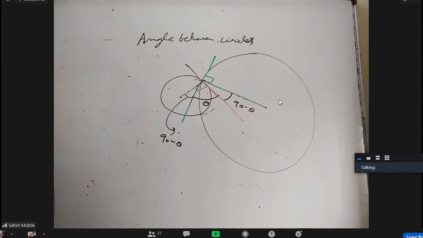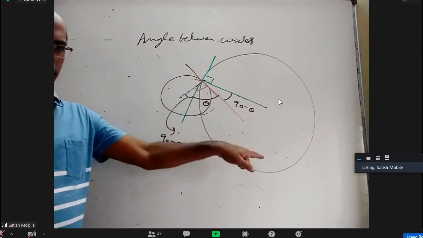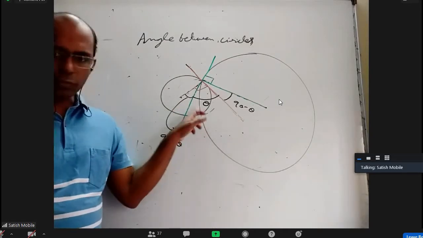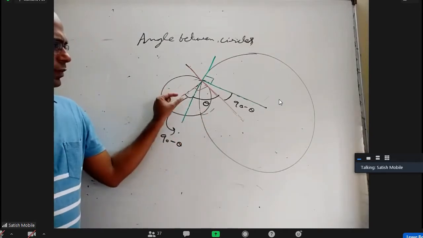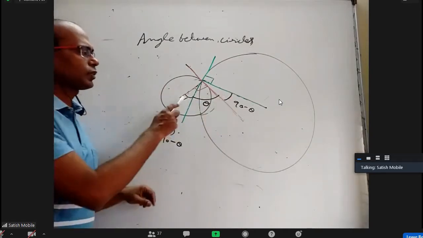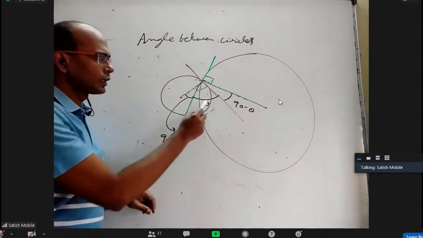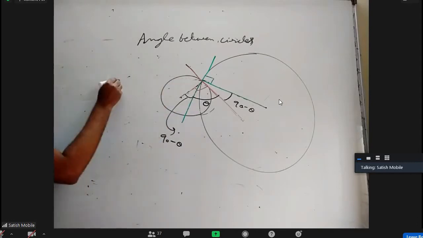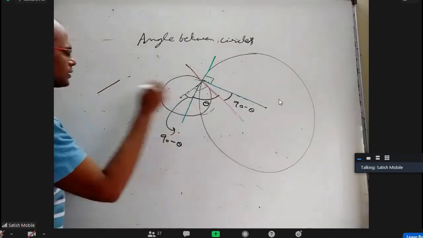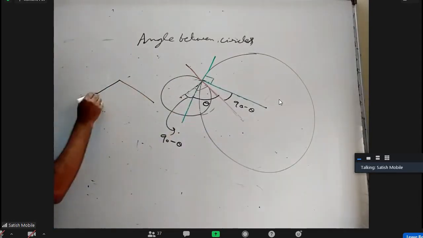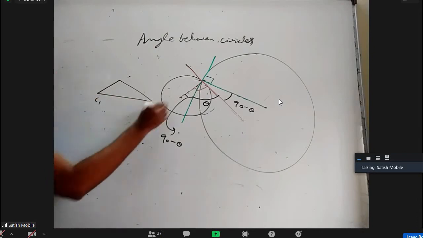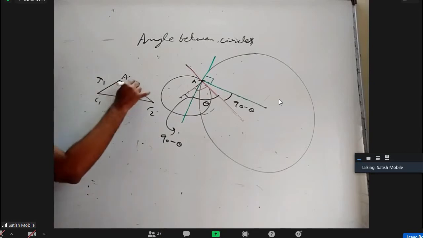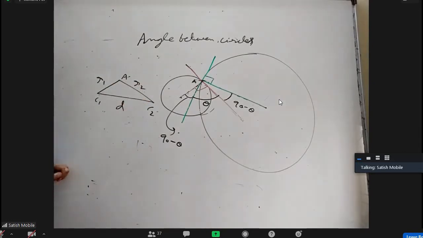Okay. So please see, this green line is tangent to bigger circle. This red line is tangent to smaller circle. Angle between them I took theta. This small angle is 90 minus theta. This small angle is 90 minus theta, because this plus is 90 for these two. This plus is 90 for these two. So now if you separately take this radius R1 and this radius R2 and the centers C1, C2, let's say this point of intersection is A. This is R1, this is R2, this is D, distance between the centers.